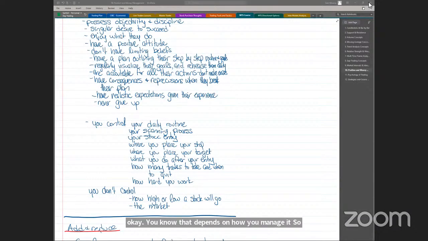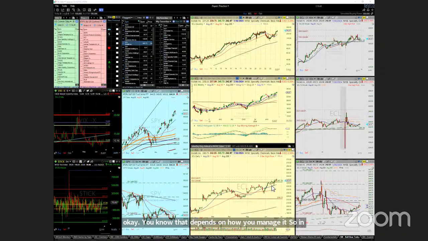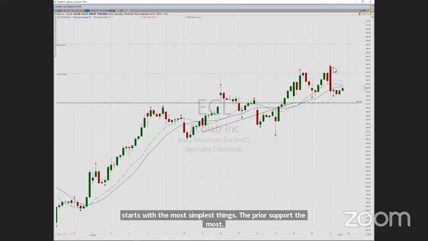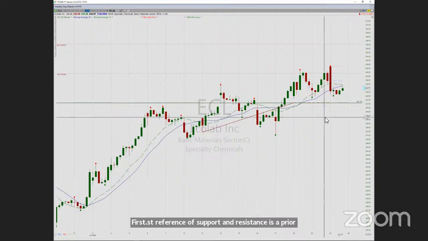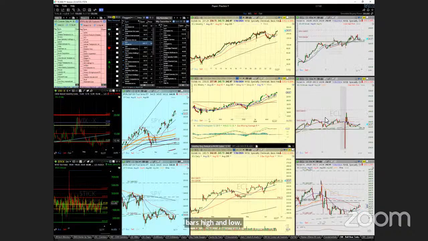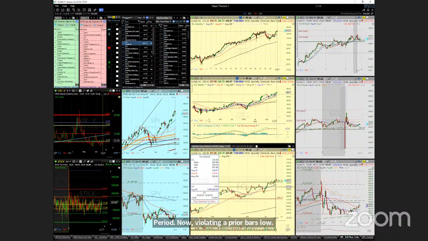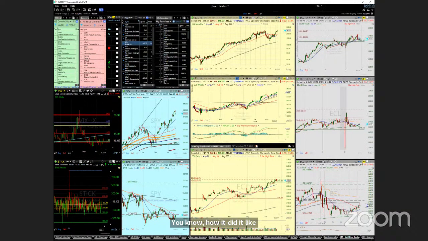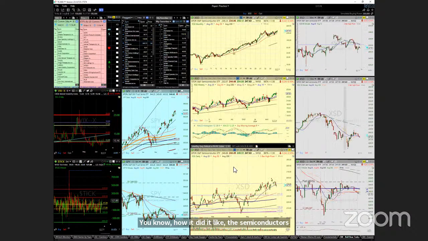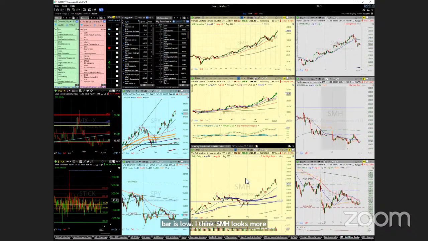So in MTS, in the courses, we have a very systematic way of management, which starts with the simplest things. The first reference of support and resistance is a prior bar's high and low. Period. Now, violating a prior bar's low isn't always significant. It depends on how it did it. Like the semiconductors yesterday, that was an outside bar, meaning it gapped up and then closed below the prior bar's low. I think SMH looks more like what I'm referring to on the daily chart.